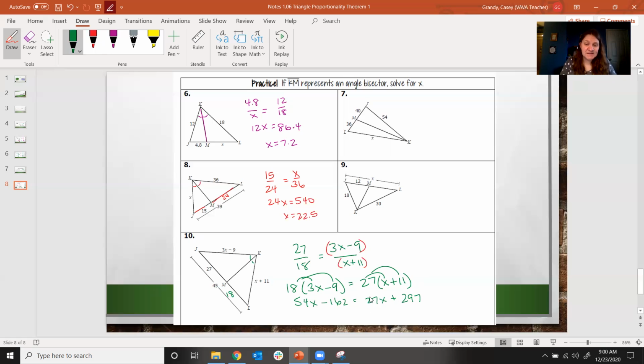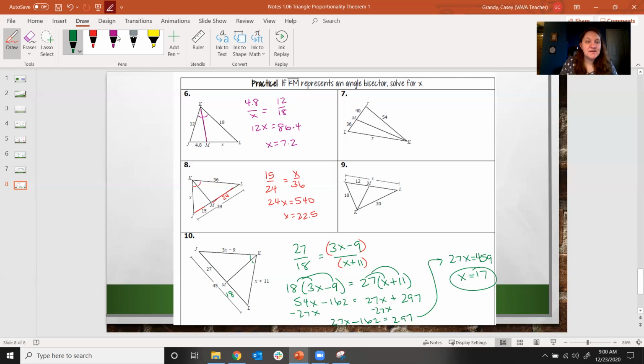And now we're going to solve for x. I'm going to subtract 27x from both sides. So I get 27x minus 162 equals 297. I'll add 162 to both sides. So I get 27x equals 459. Divide by 27, 17. Okay, so that's how we would do it if we saw expressions. It's the same process, just a few extra algebra steps, but nothing too terribly difficult.